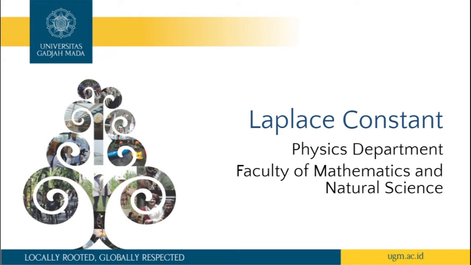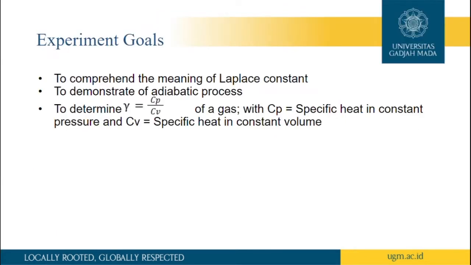In this occasion we will talk about Laplace constant experiments. The goals for this experiment are first to comprehend the meaning of Laplace constant, to demonstrate the adiabatic process, and to determine gamma. The Laplace constant itself is the ratio of Cp, the specific heat in constant pressure, and Cv, the specific heat in constant volume.